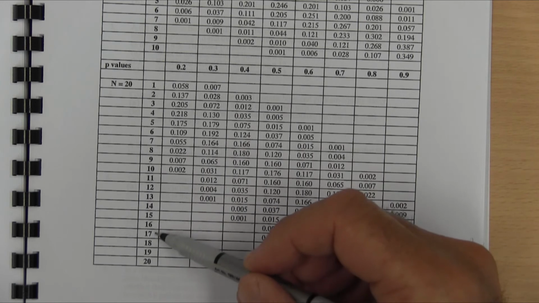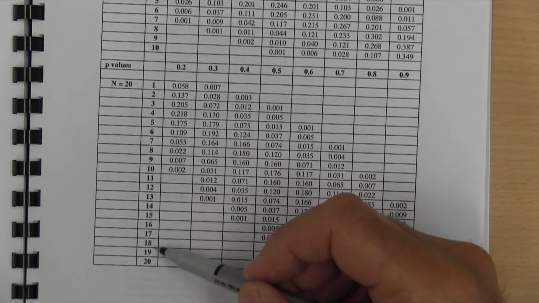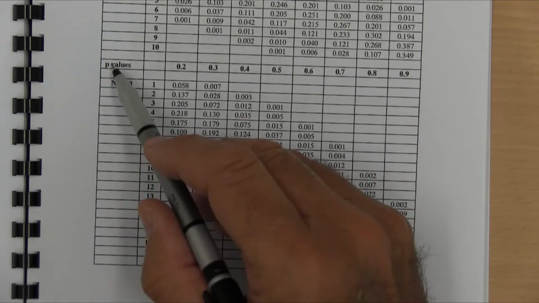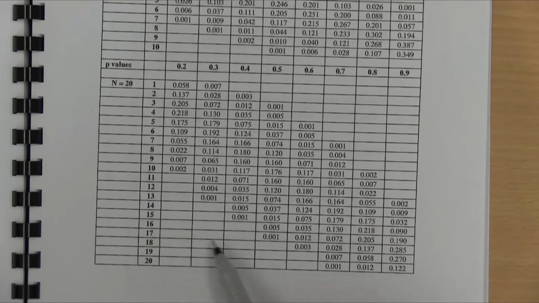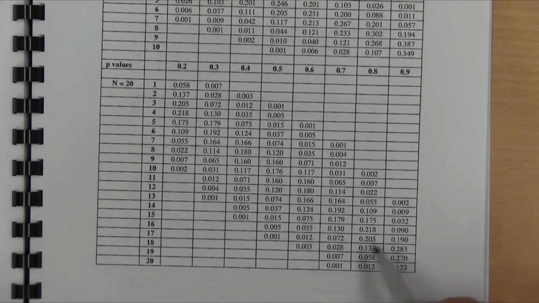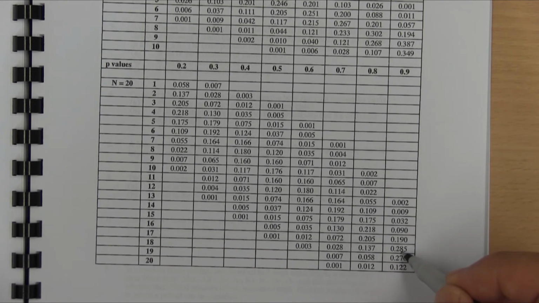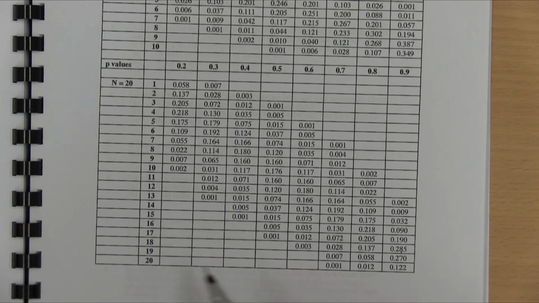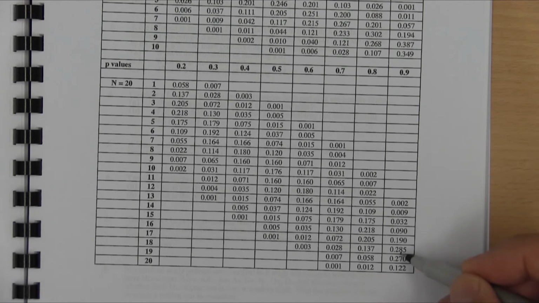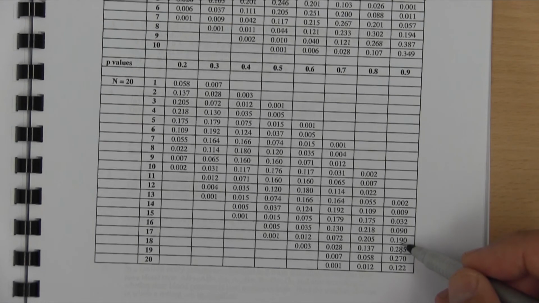So rather than work out that 20 C 17, etc., we go across here, and then we've got 0.9 for the p-value, the probability of success, and 17. So we've got these values here. 0.190 is the probability of getting 17 light bulbs lasting. 0.285 is 18, 0.270 is 19, and 0.122 is the probability of 20, all 20 of them working. So we can just read those values from the table and add them up.